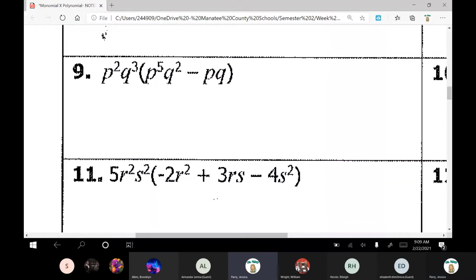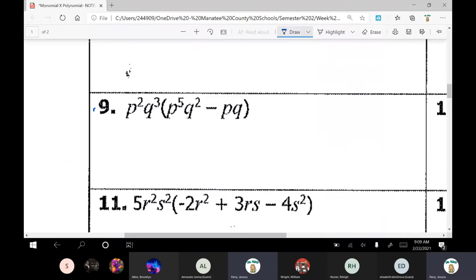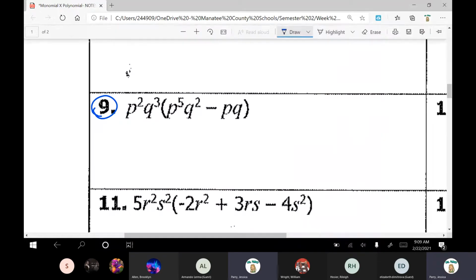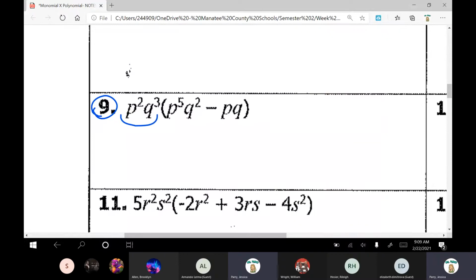Next one we'll do is number 9. So for number 9, we don't have any coefficients. There's no number in front of it, but we're still going to follow those same steps. All of this here is going to get distributed first. So let's do our first jump. Let's write my first variable p. So here's the p. What's my new exponent for p? Remember, we're doing the product rule. So you add the exponents. 2 plus 5. We're only looking at the exponents next to p. So now my new exponent for p is 7.